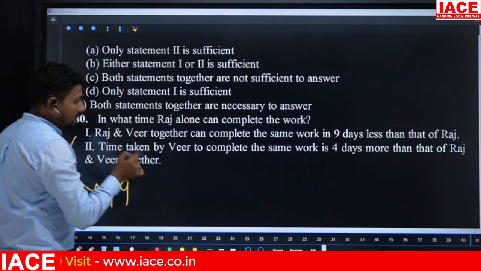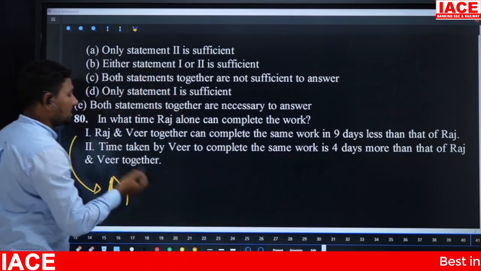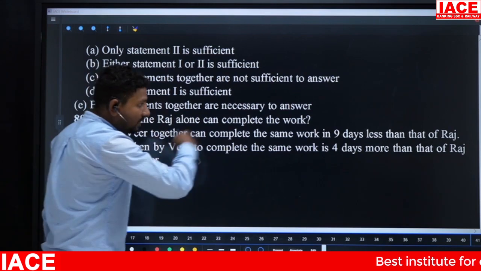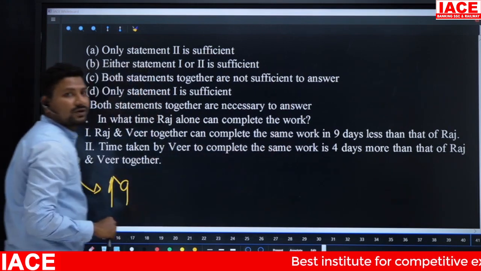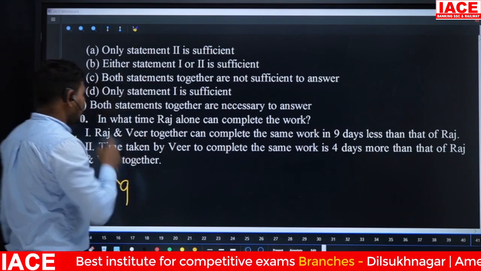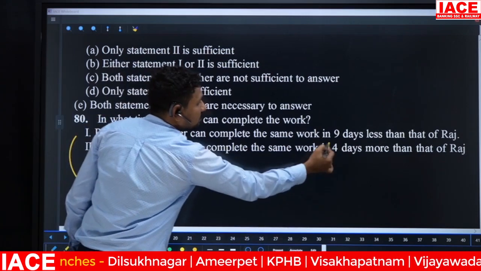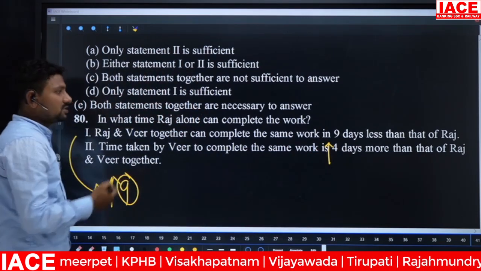The time taken by Veer to complete the same work is 4 days more than that of Raj and Veer together. That means B will take 4 days more than A plus B working together. Comparing to both working together, the individual value should always be more. In the first statement how many days more? 9 days. In the second statement how many days more? 4 days. For this type of question we have a formula.